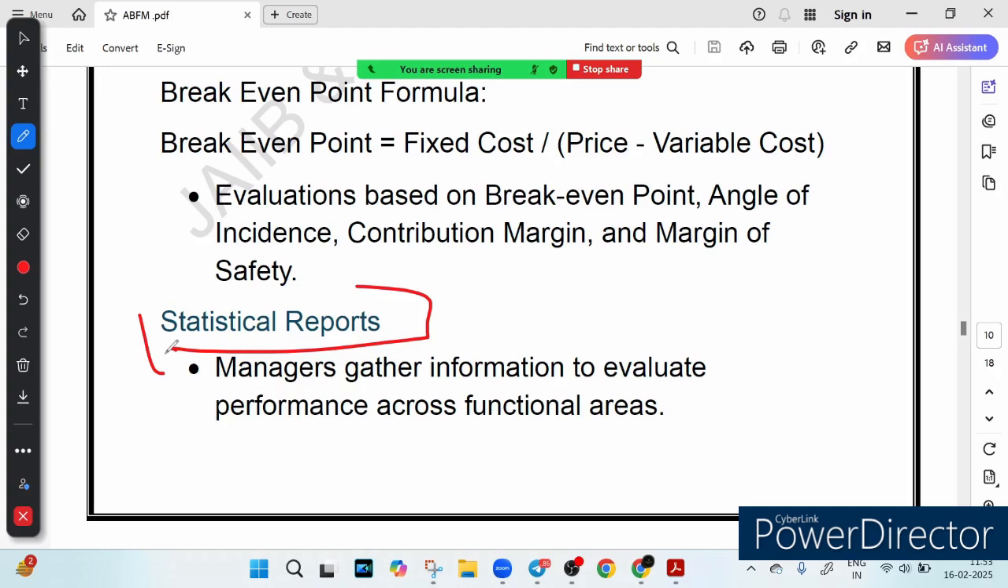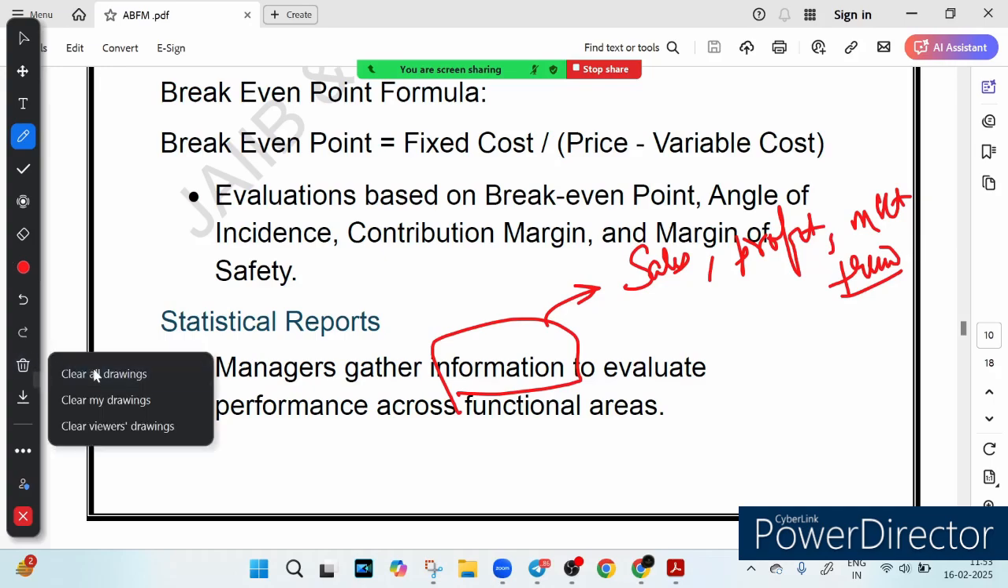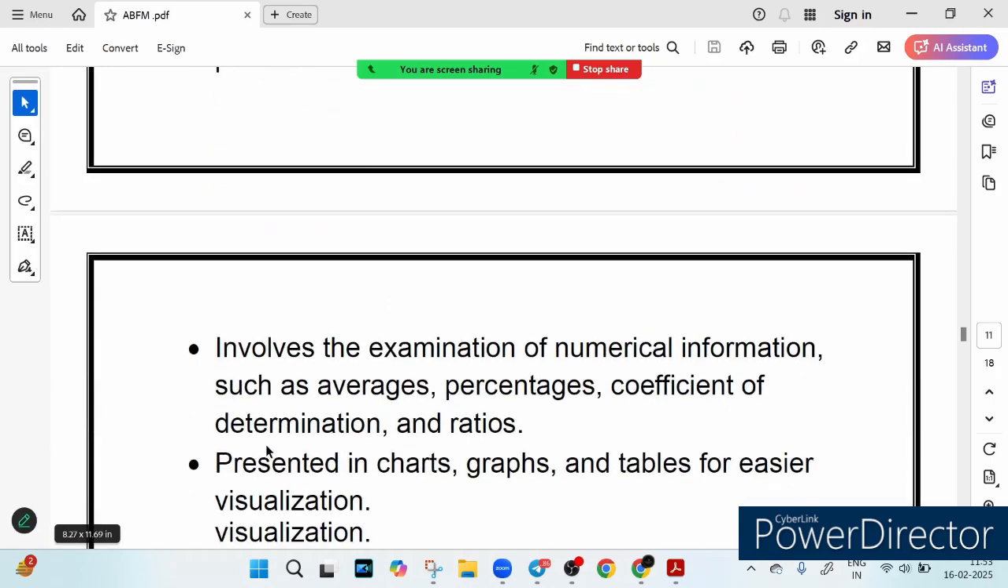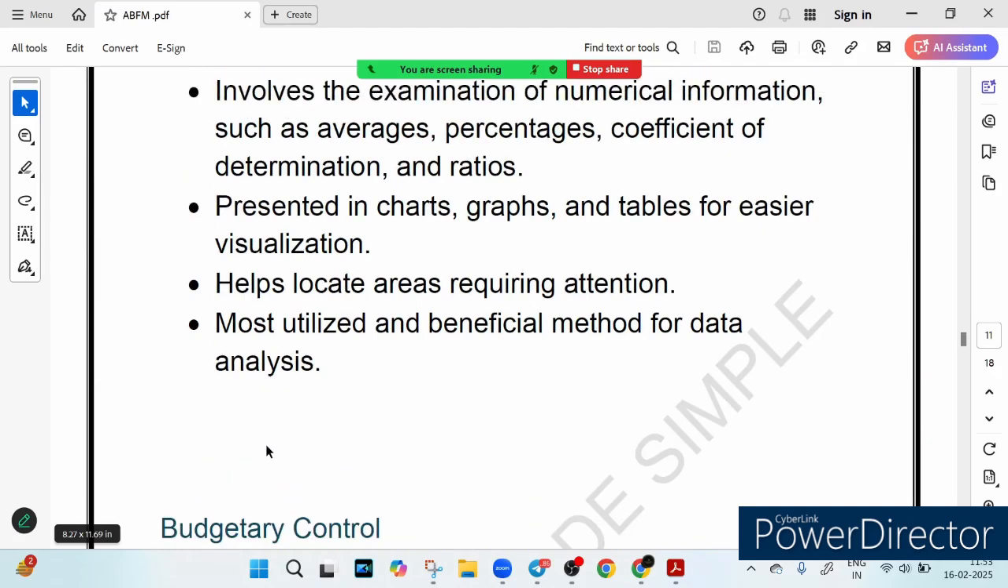Managers collect numerical data, like sales, like profit, or market trends. Managers gather information, or we call it numerical data, and analyze it using charts, graphs and tables. So the question is, why is it important? Basically, quick decision making. This is one of the important parts. Quick decision making means that numbers highlight problem areas, with visual clarity, easy to understand. Chart versus long report, obviously chart is easier. And performance tracking.